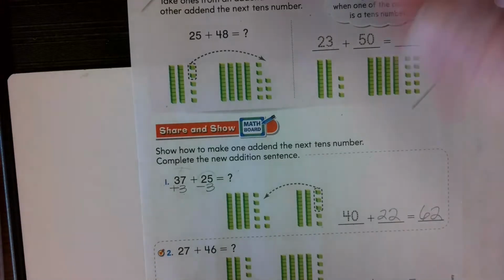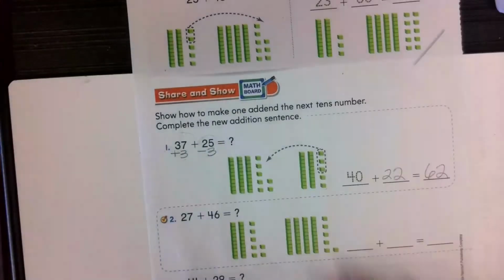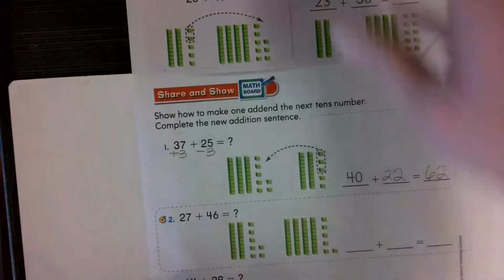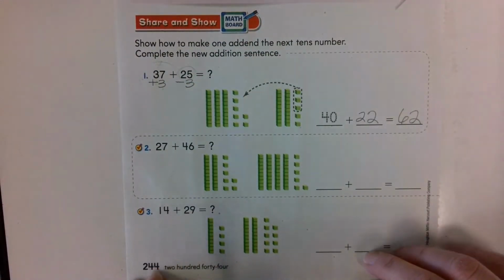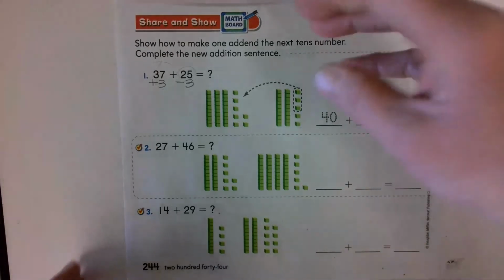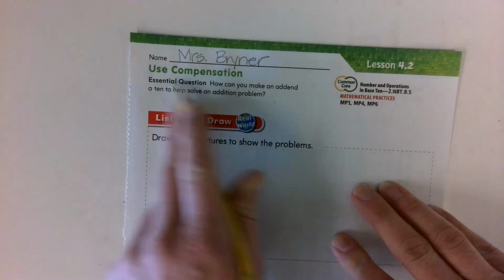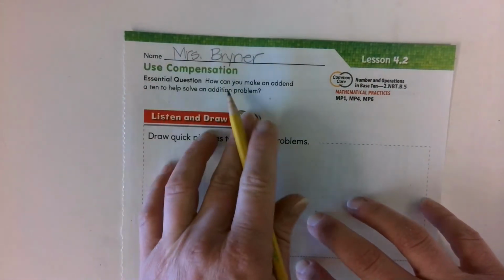Okay, guys and gals, so we are looking at page 244, and this is Go Math Lesson 4.2, and it's called Using Compensation. And compensation is just making up for something.